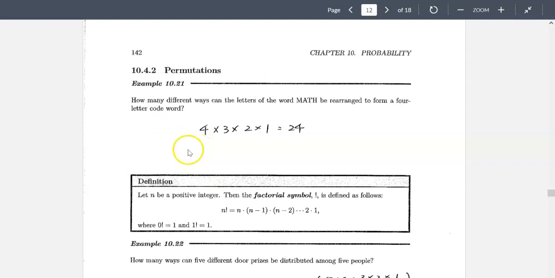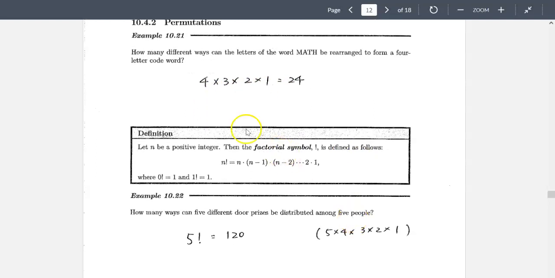Let's figure this out. How many different ways can the letters of MATH be arranged? So what are the choices? If I want to rearrange those 4 characters, how many different arrangements can I make? I have 4 choices when I first pick something. Once I pick one letter, I now only have 3 to pick from, and then 2, and then 1. That's why it's 4 times 3 times 2 times 1.